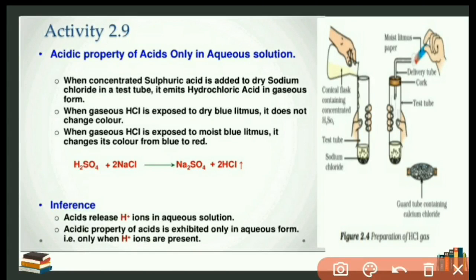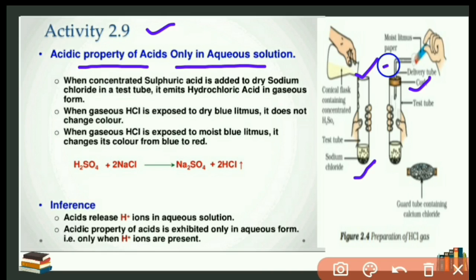Next, activity 2.9. In this activity we observe that the acidic property of an acid appears only in aqueous solution. For this activity, take about 1 gram of solid NaCl in a dry test tube and add concentrated sulfuric acid. Then fix the cork in the mouth of the test tube and add the delivery tube. We observe that when concentrated sulfuric acid is added to dry sodium chloride in a test tube, it emits hydrochloric acid in gaseous form.